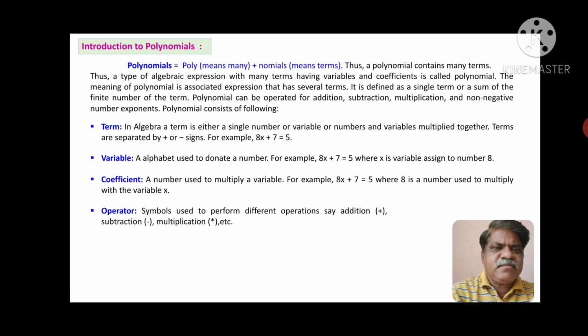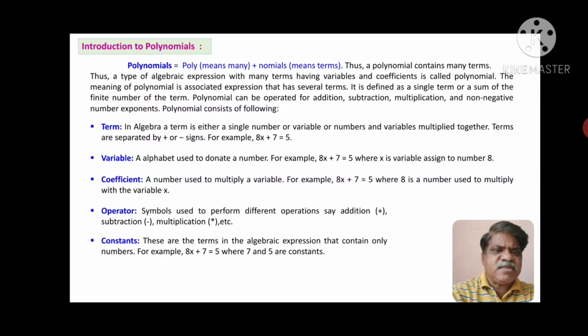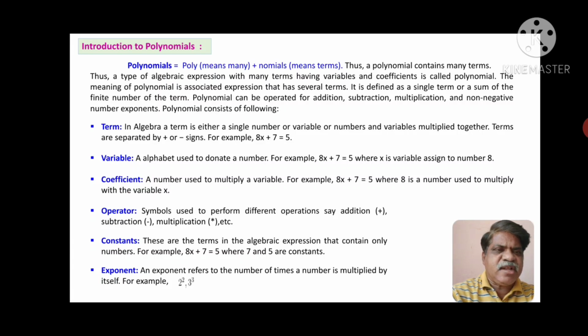Now operator: symbols used to perform different operations, say addition, subtraction, multiplication, etc. Constants: these are the terms in the algebraic expression that contain only numbers. For example, in 8x plus 7 is equal to 5, 7 and 5 are the constants. Exponents, or you may say power also. An exponent refers to the number of times a number is multiplied by itself. For example, 2 raised to 2, 3 raised to 3 and so on.